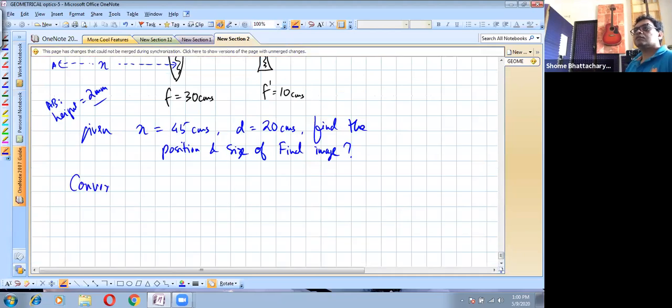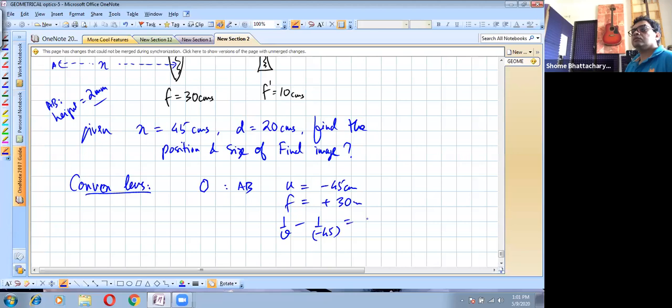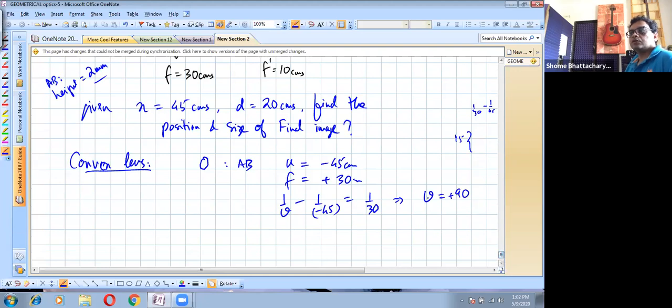So for the convex lens, the object is AB. So U is minus 45. Focal length is plus 30. So 1 by V minus 1 by U is equal to 1 by F. It will give me V equal to 90, right? Good. So it will give me V equal to plus 90.